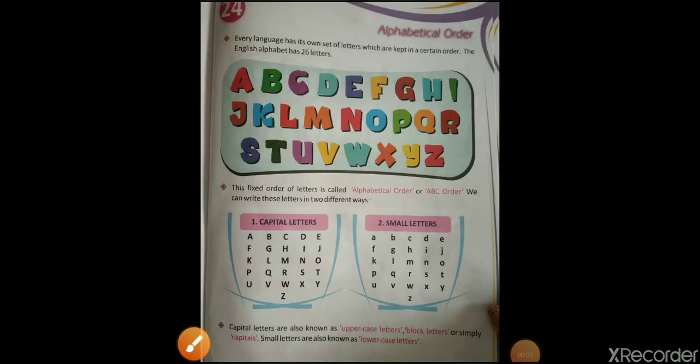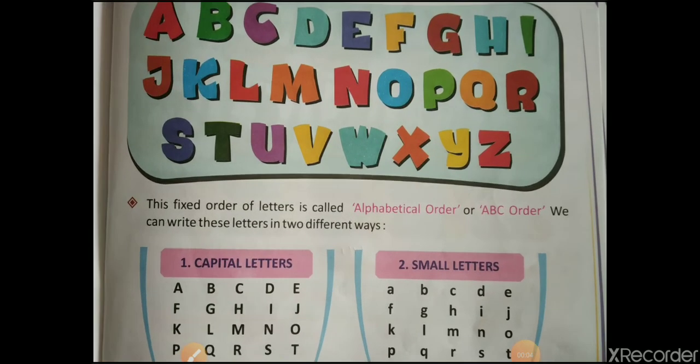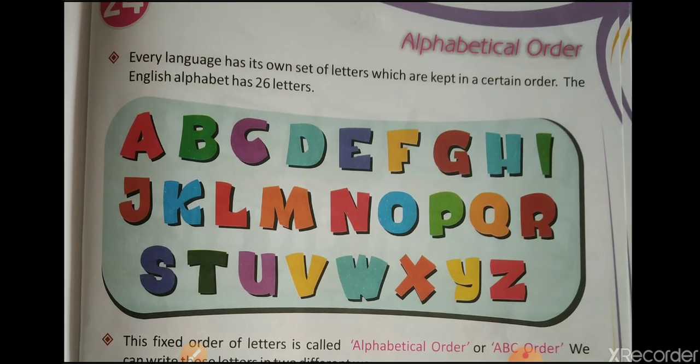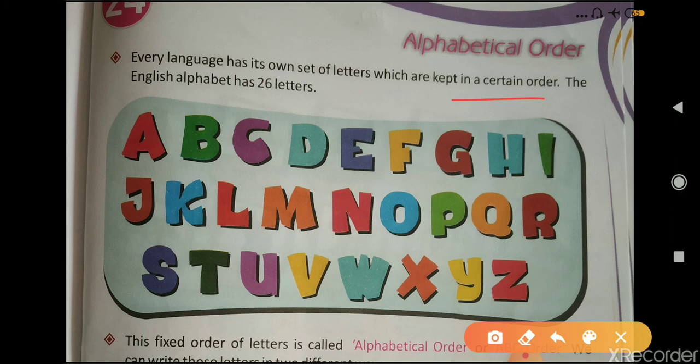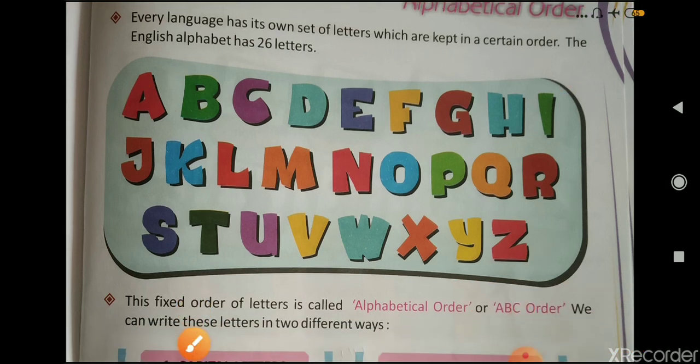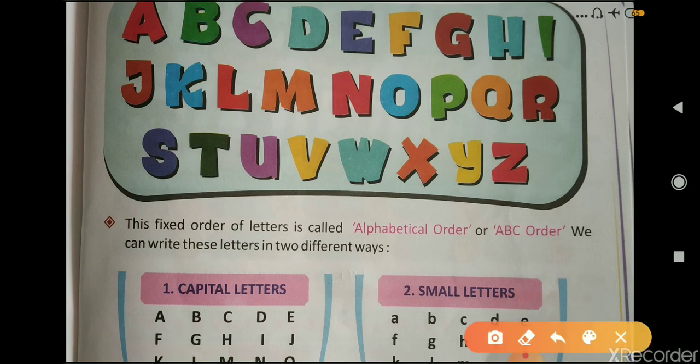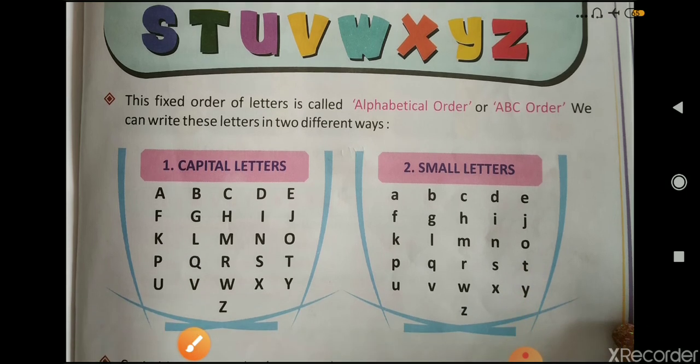Lesson number 24, given on page number 113, is alphabetical order. Every language has its own set of letters which are kept in a certain order, and the English alphabet has 26 letters. As you can see, these are the 26 letters of the English alphabet. This fixed order of letters is called alphabetical order or ABC order. And these letters can be written in two ways.